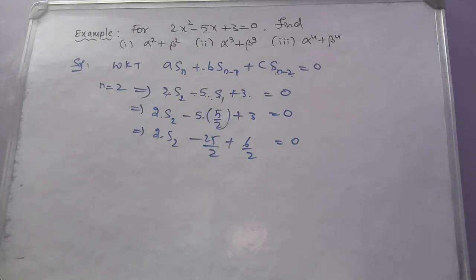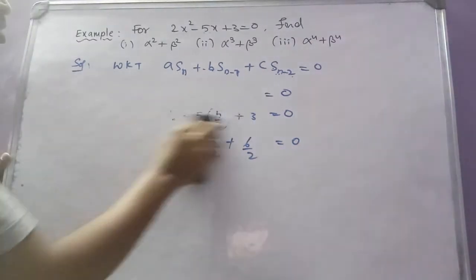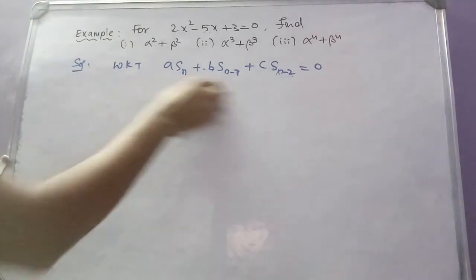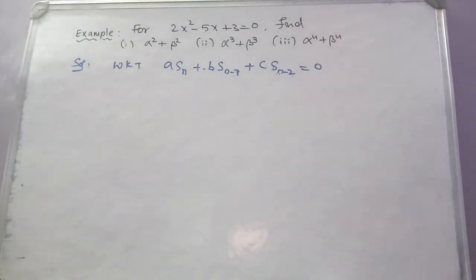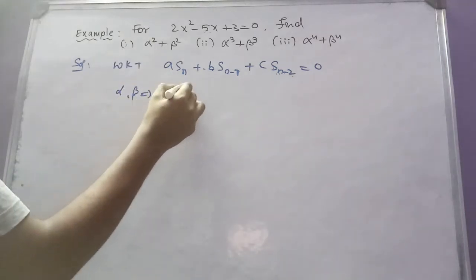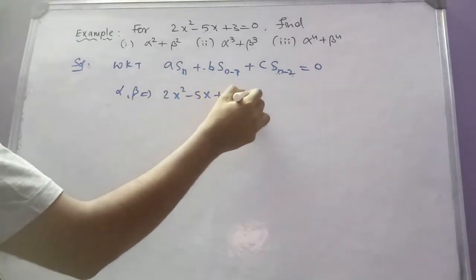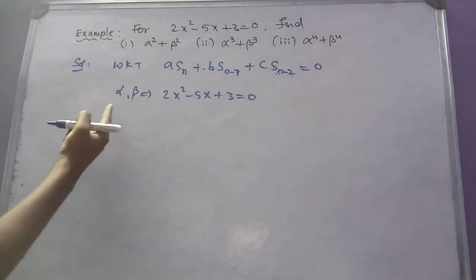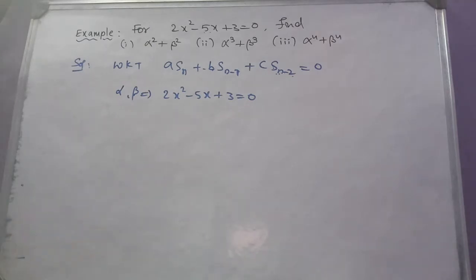There is a small correction. We cannot use this for n is equal to 2. Then how? Let me tell you. Instead of using this, I'll go with the equation itself. Now alpha, beta are the roots of 2x square minus 5x plus 3 equal to 0. For n is equal to 2, do not use this. You'll get a wrong answer. So let us go with the equation to find alpha square plus beta square.